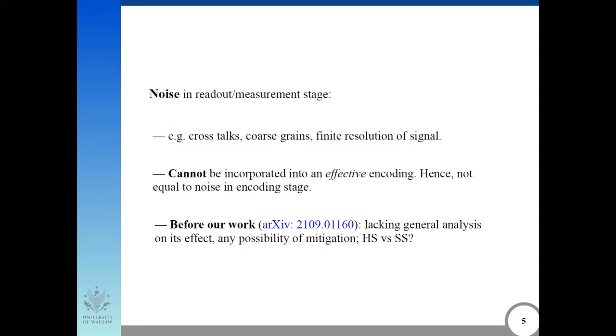And as said before, in our work we find that there's a lack of general analysis in the literature. In particular, there are no general results saying under what condition, or whether it's even possible, to have mitigation of this noise, such that we still have perfect precision in the end and are able to restore the Heisenberg scaling, or we are stuck with a standard scaling. So this is the background of this whole scenario.